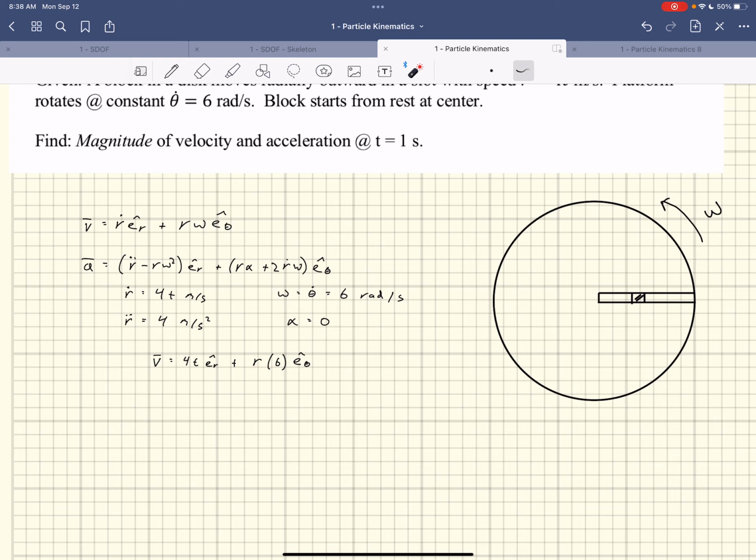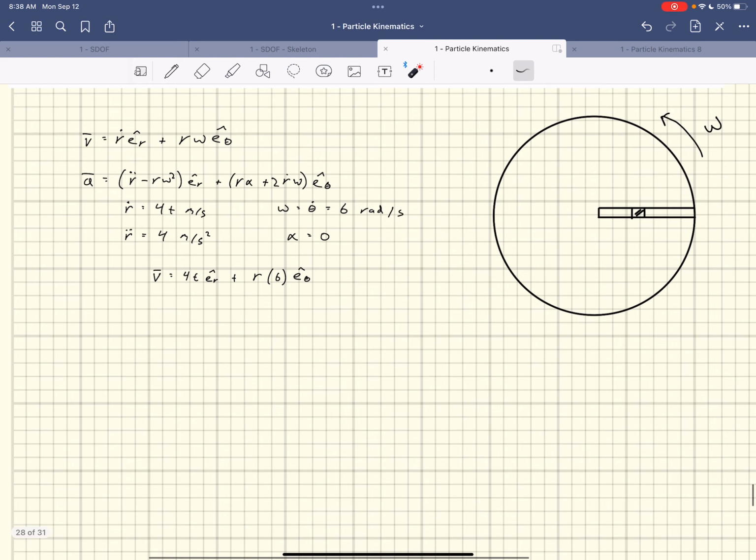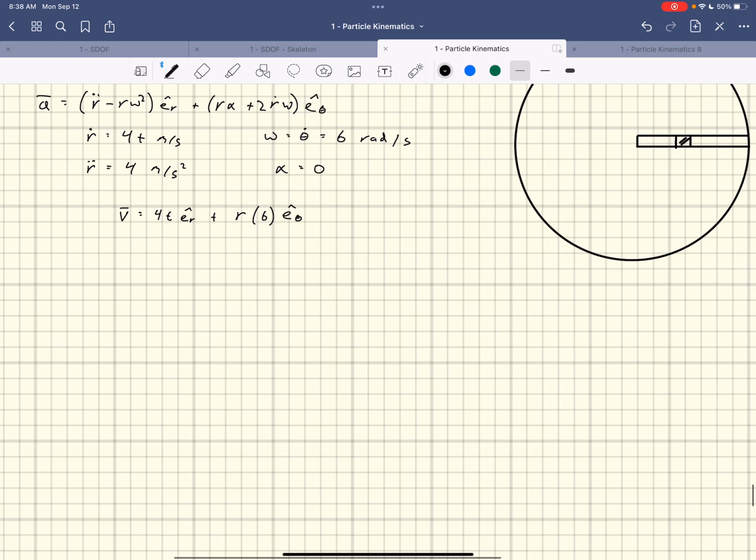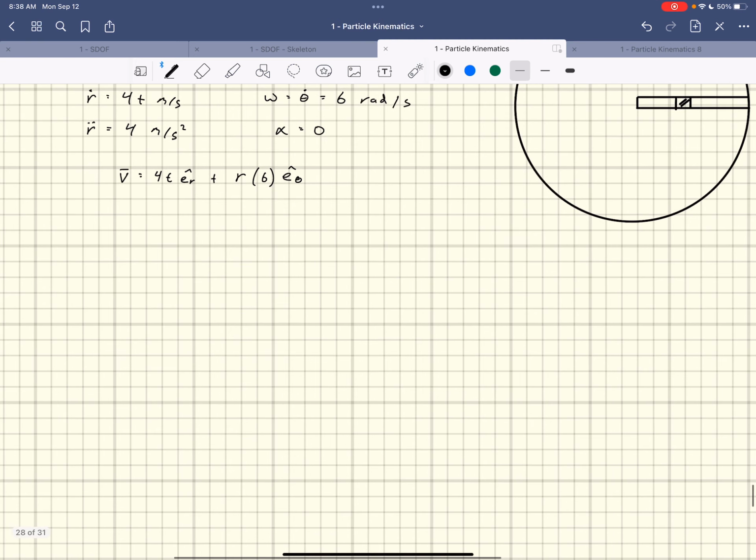I don't know where, right? This block is moving to the outside. It's starting out in the middle, moving to the outside. I don't know where it's at at 1 second. So I have to figure out where it's at at 1 second before I can finish the velocity. Okay? And so what we do is just come back to this. This is just rectilinear stuff. So I'm going to say I need r.